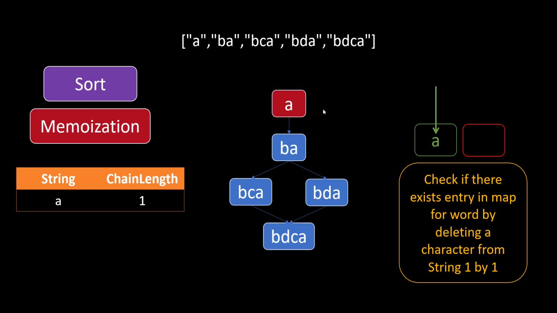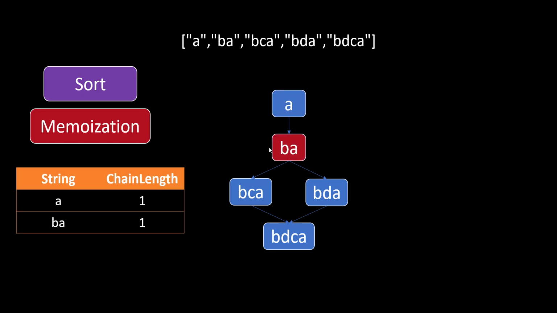Over here, we take A and we start deleting a character. So this arrow denotes the character that we are deleting from the string. If we delete A, we get a blank string, and this string is not present in my map. So I do nothing, but I need to look for the other word in the array. So in the array, I go to the next position, which is BA.